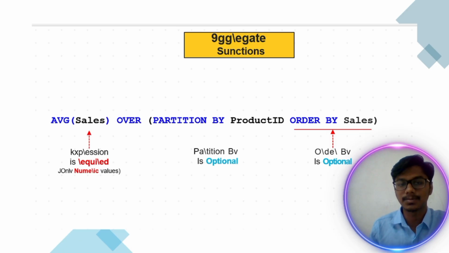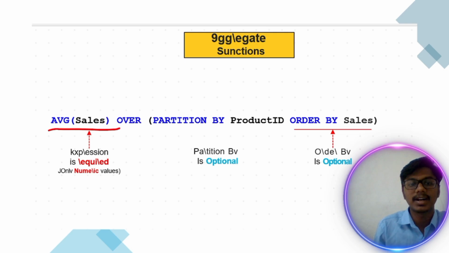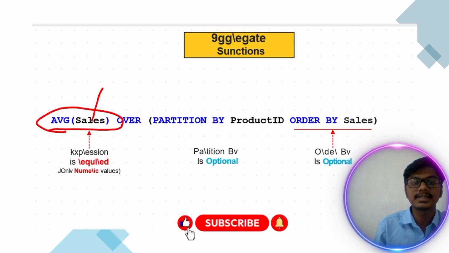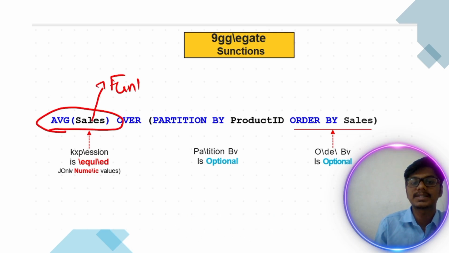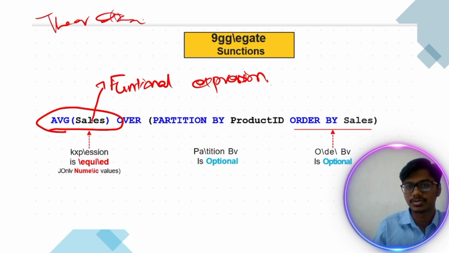So now let's discuss the Window aggregation function. In the previous video itself we have discussed the syntax. It is the Window aggregation function, and inside this is the functional expression, right? Functional expression we have discussed. So today's agenda is all about the theoretical session. Later we will discuss the practical session in the next videos, in my upcoming videos.